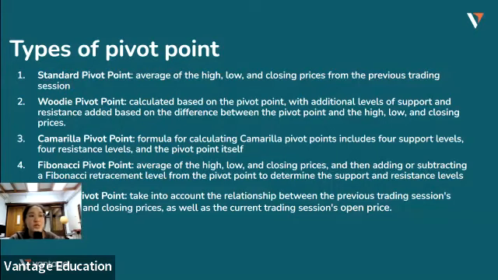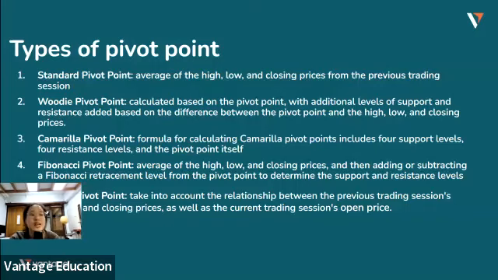Okay, next we have the Fibonacci pivot point. This method uses the Fibonacci retracements tool to determine the pivot point as well as the support and resistance levels. The pivot point is calculated by taking the average of the high, low, and closing prices as usual, and then adding or subtracting a Fibonacci retracement level from the pivot point to determine the support and resistance levels. So in this case, we make use of the Fibonacci retracement tool, hence the name Fibonacci pivot point.